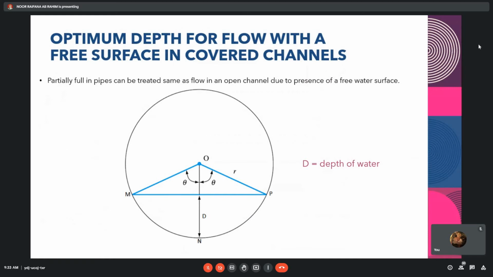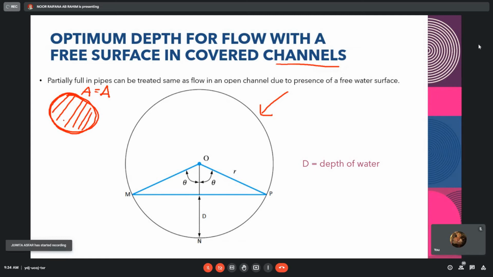And then for covered channel. Covered channel ni maksudnya yang pipe lah. Okay. Tapi untuk open channel ni, untuk covered channel, in case kalau the flow is not full. Kalau ni this is your pipe, kalau dia running full ni, tak ada masalah. You nak kira area of the flow is equal to the area of the pipe. And then dia punya wetted perimeter pun dekat luar je lah, keliling circumference of the pipe.